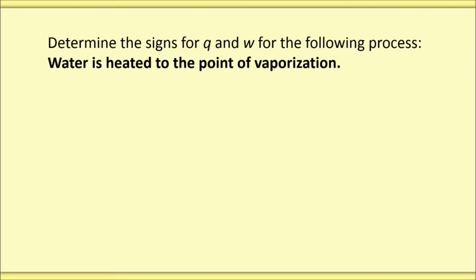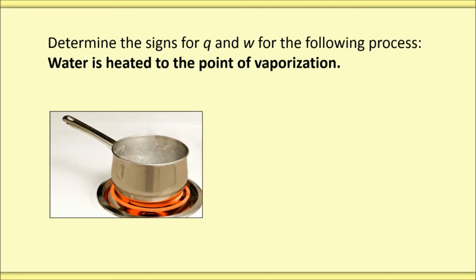Okay, so water is heated to the point of vaporization. We can imagine it as something like water boiling on a stove, in which case the heat is coming from the stove and going into the system, which is the water, and it's making the water boil. If the heat is going from the stove to the water, that means heat is entering the system, therefore Q is greater than 0, which makes it positive. Heat going into the system is positive.